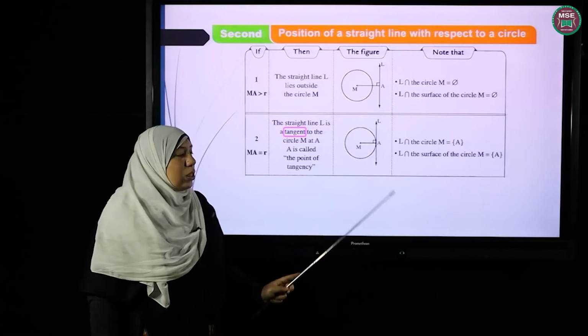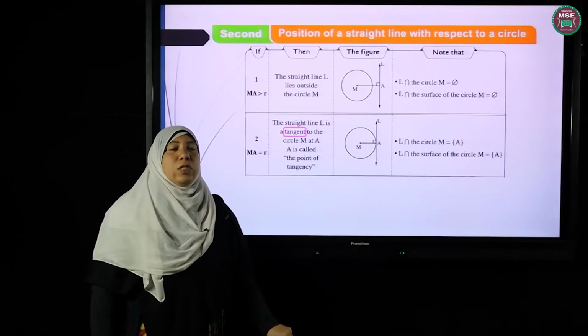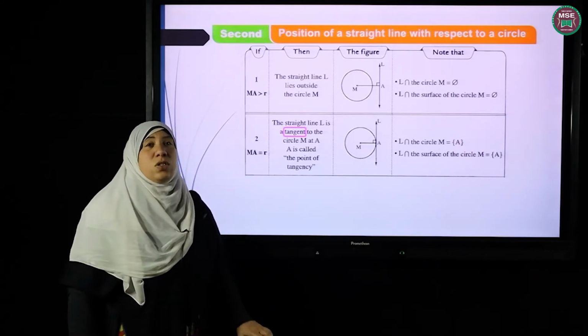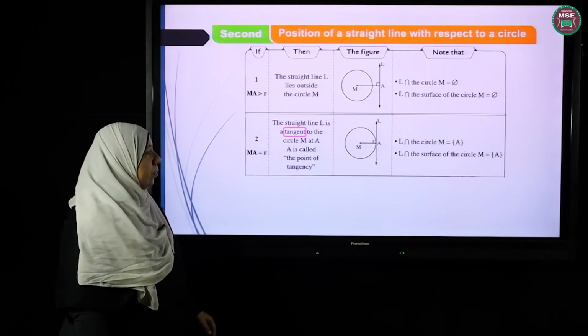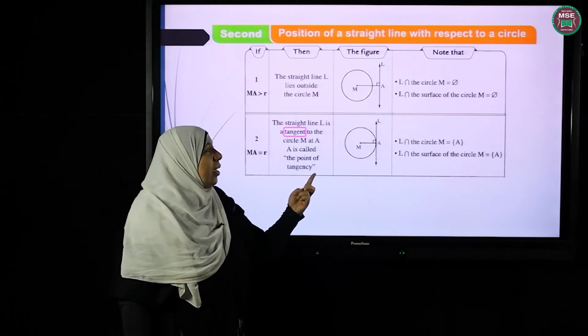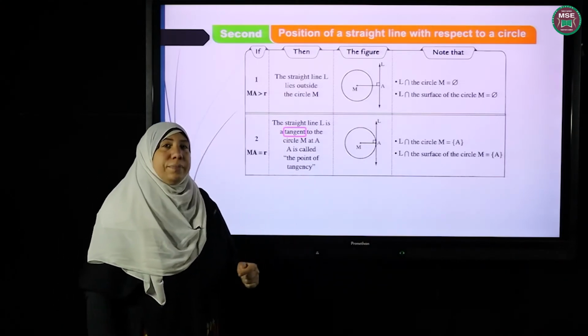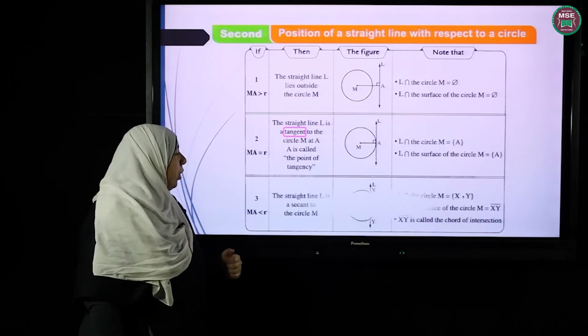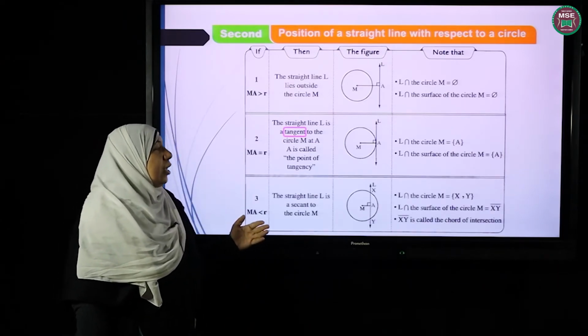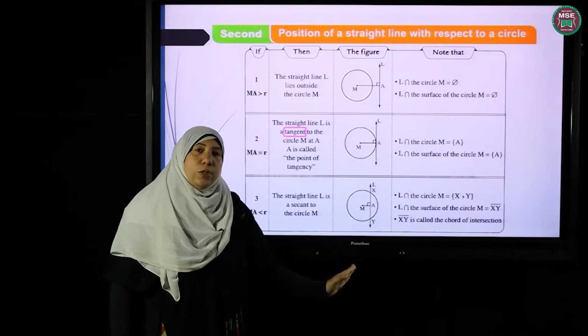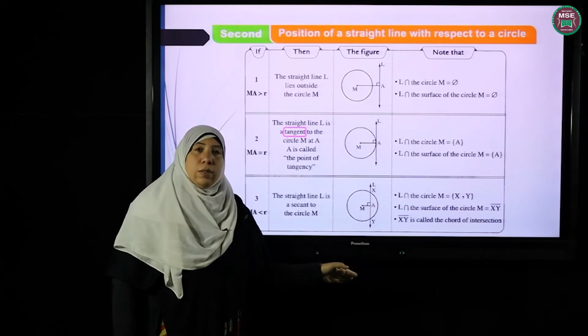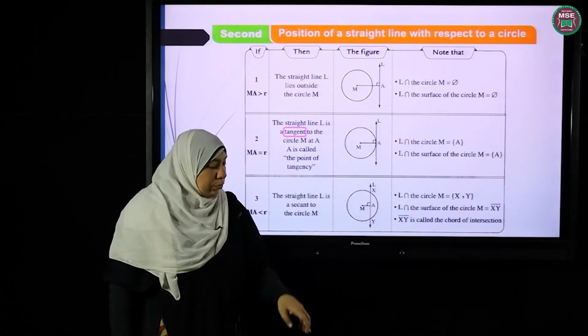If MA is equal to R, this line is called a tangent of the circle, and the point A is called the point of tangency. Number 3, the straight line intersects the circle at 2 points, or cuts the circle up and down.